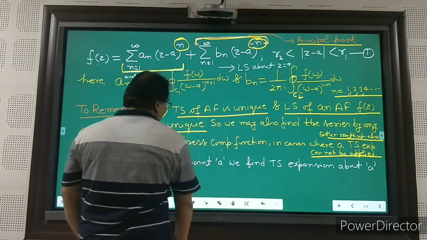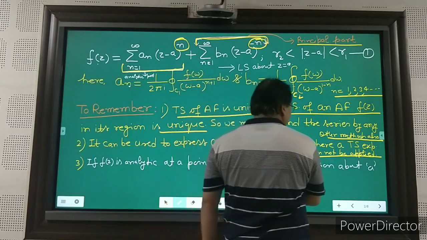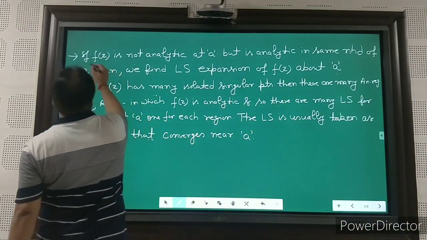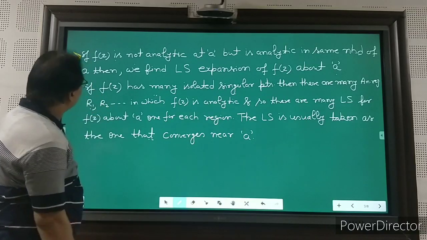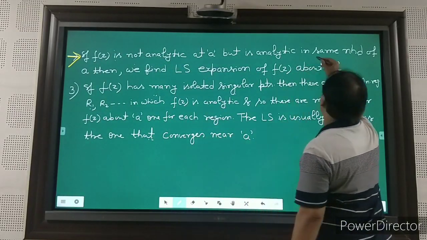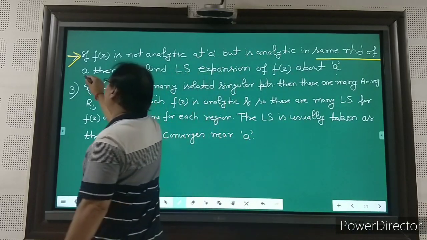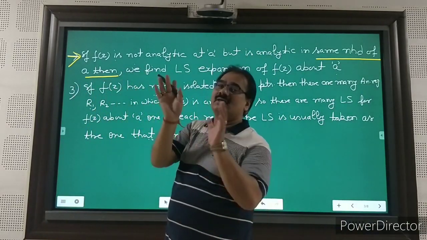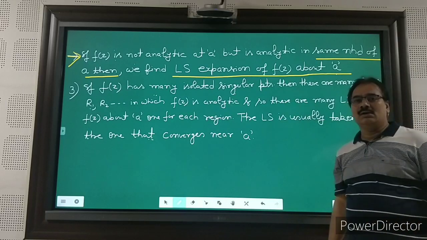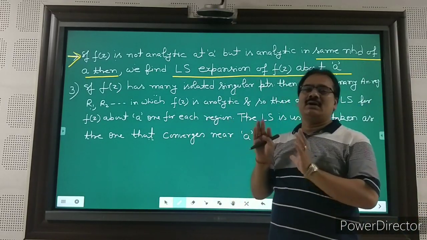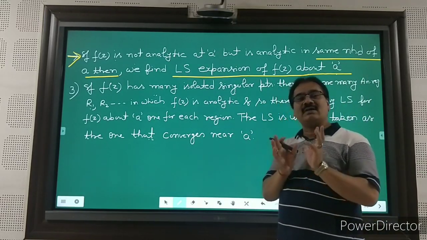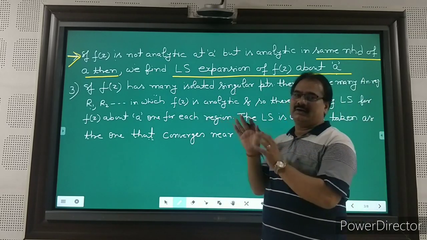Now if f(z) is analytic at a point A, then we find the Taylor series expansion about A. Now if f(z) is not analytic, mind it, this is an important sentence, at A, but is analytic in the same neighborhood of A, then we find the Laurent series expansion of f(z) about A. Because in the Laurent series we always take the concentric circles and then we discuss both the positive and negative parts.